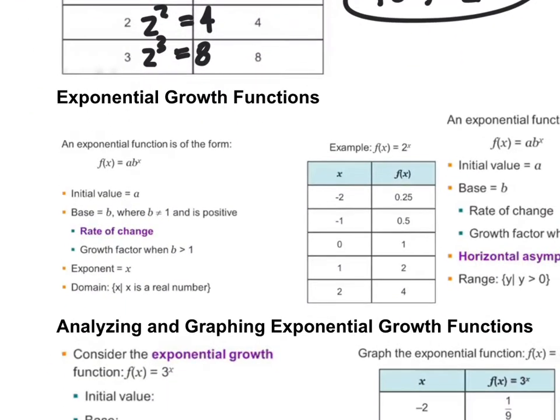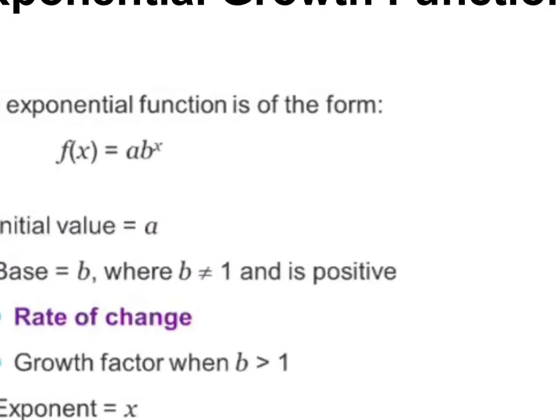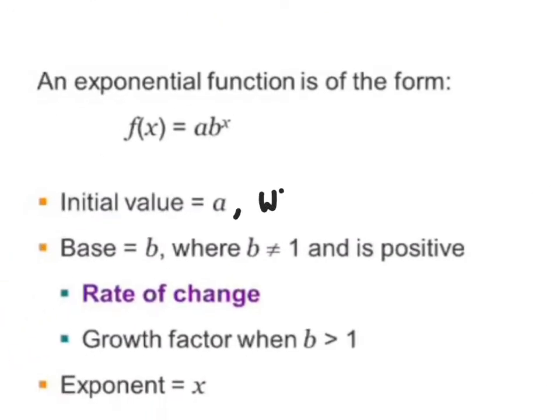So let's take a look at what that function is. An exponential function is in the form f of x is equal to a times b to the x power, and the initial value is when x equals 0. That's your initial value.